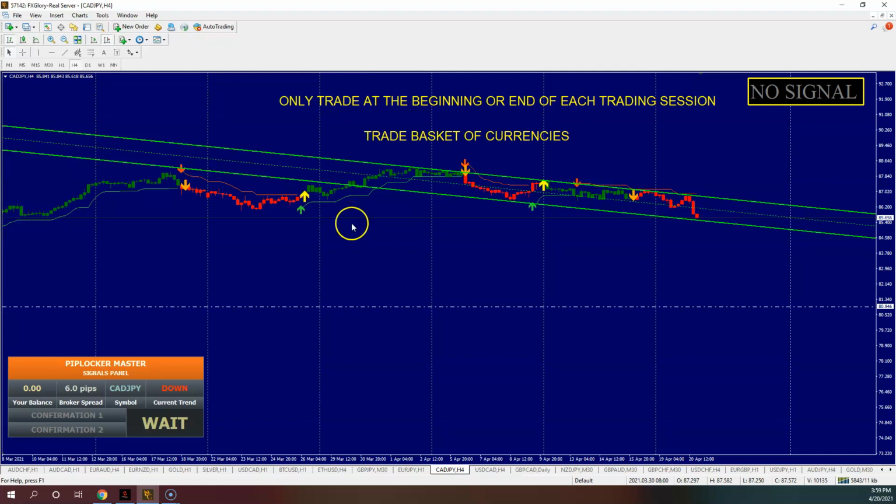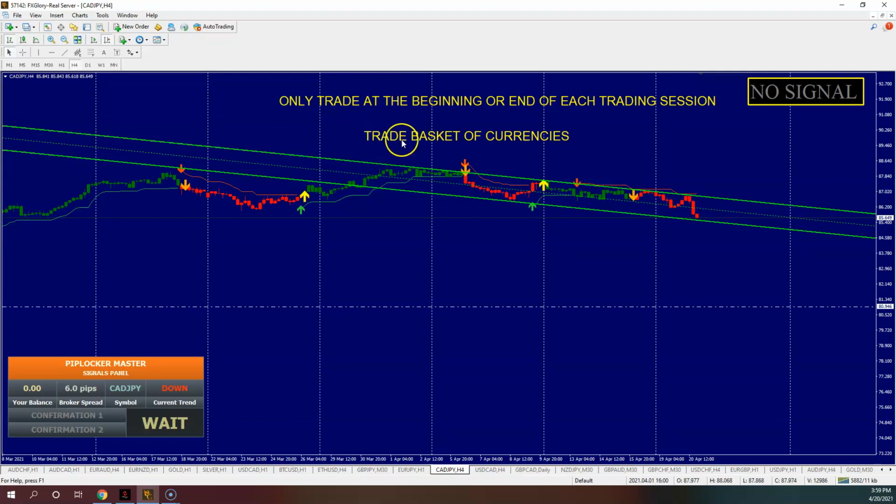Okay, so when we're trading the Pip Locker Master and Forex Trend Indicator, trade only at the beginning or at the end of each trading session. That's where the volume seems to be. When the market's overbought, it has a tendency to retrace, and then we start looking for selling or buying opportunities on the smaller time frame, like the 30-minute chart.